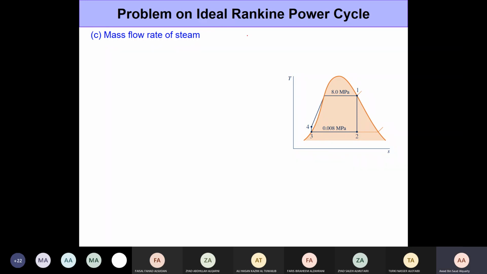Any other suggestions? The net work output is given to us, right? What we have calculated till now are turbine work output per unit mass, pump work input per unit mass. It's not very complicated.